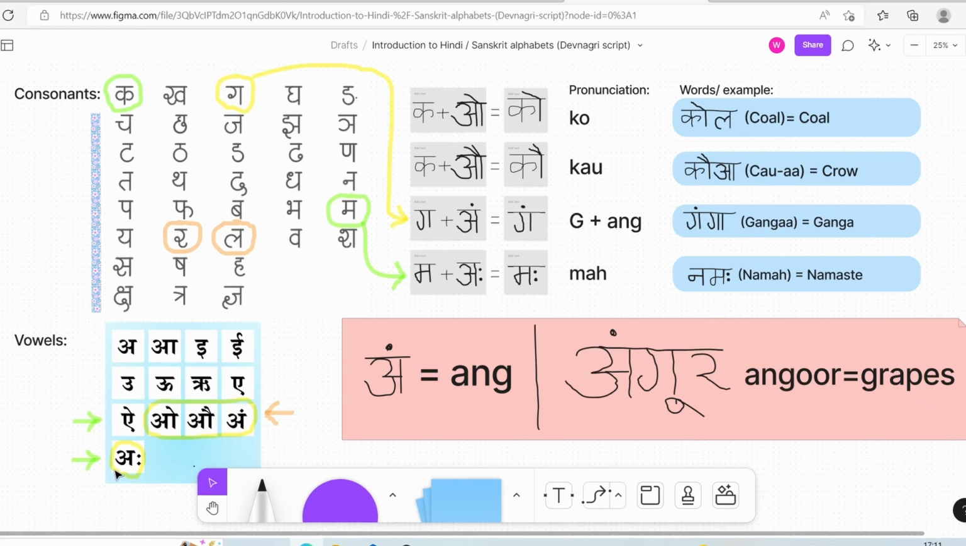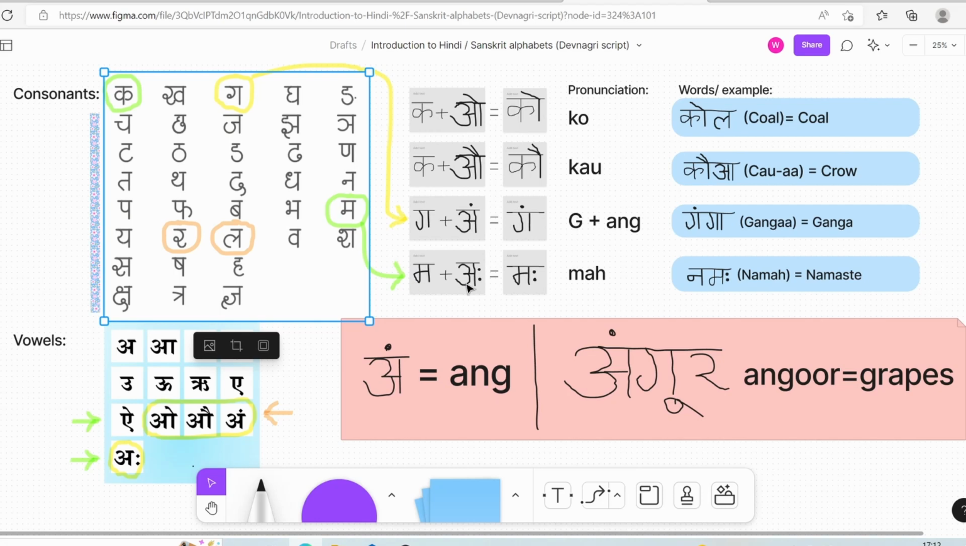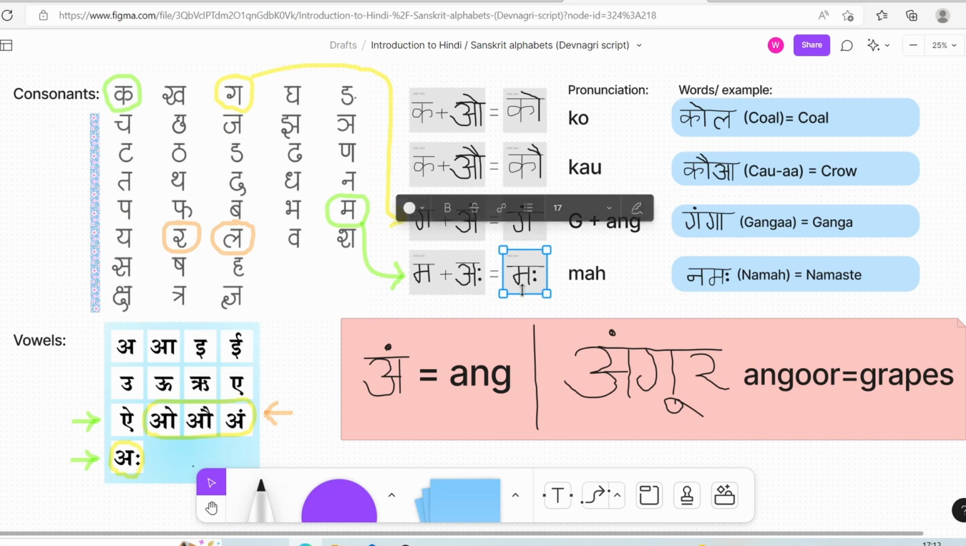Now let's see the example of last vowel, which is pronounced as ah. So here I'm using the consonant ma and vowel ah. This will be mah, M-A-H, mah. Ma plus ah equals mah.